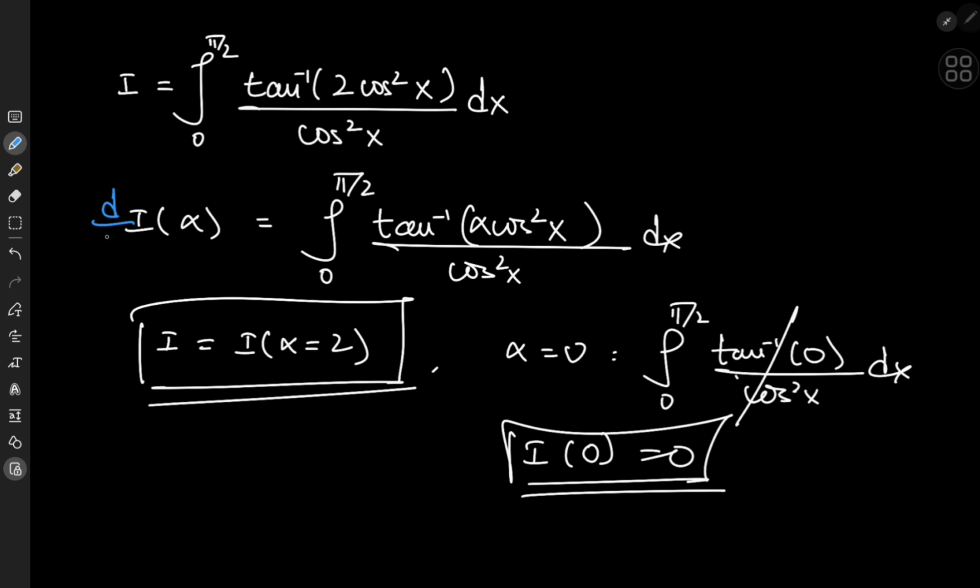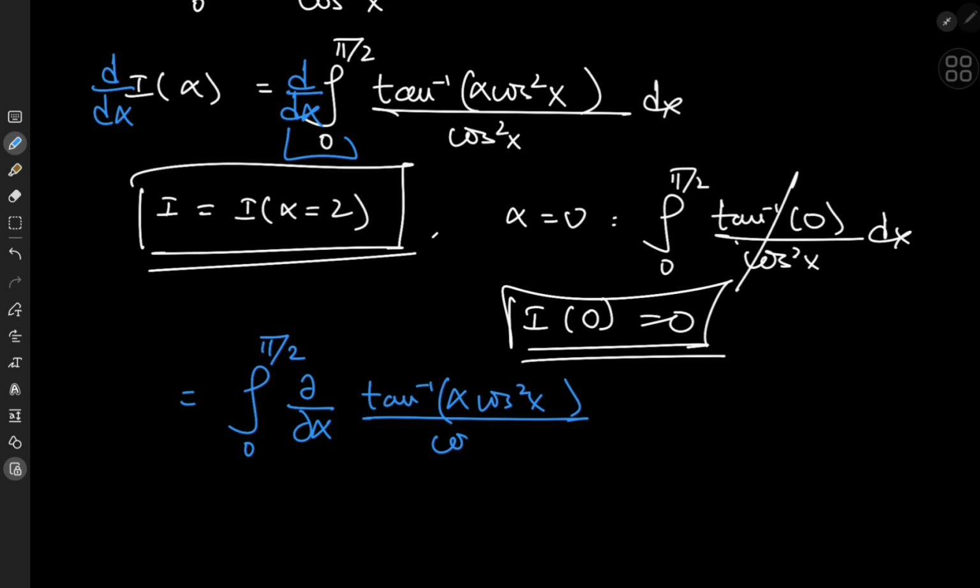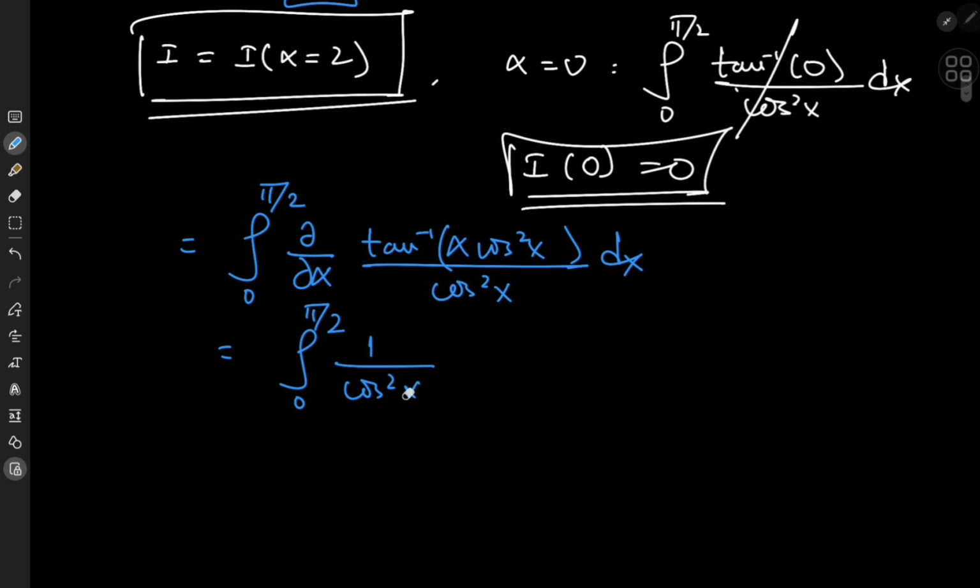So we differentiate the integral function with respect to alpha, and switch up the order of the integration and differentiation operators. That gives me the integral from 0 to pi by 2 of the partial derivative with respect to alpha, because of the Leibniz rule, of inverse tangent of alpha cosine squared x divided by cosine squared x dx. And the squared cosine term is going to be treated as a constant because we're differentiating partially with respect to alpha. So we have 1 by cosine squared x, and we have to differentiate the inverse tangent.